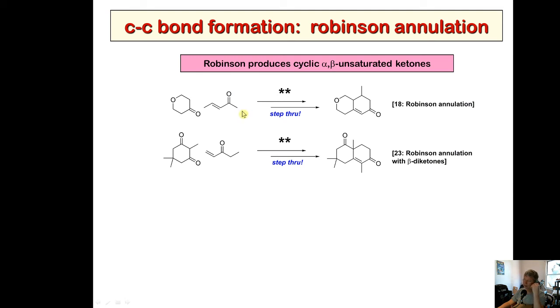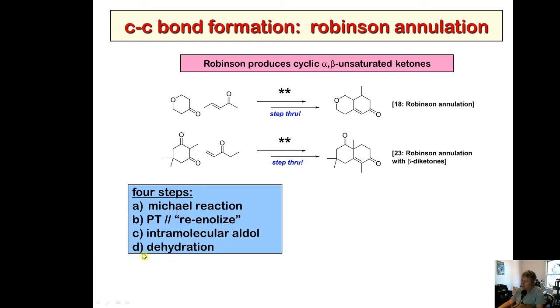Okay, this one also works. And this is a beta diketone Michael donor. We saw that in chapter 23 actually. Robinson annulation with beta diketones. Both of these work. I say step through, and usually if I was in front of a whiteboard for this, I would step through, but it's kind of hard for me doing this by video.